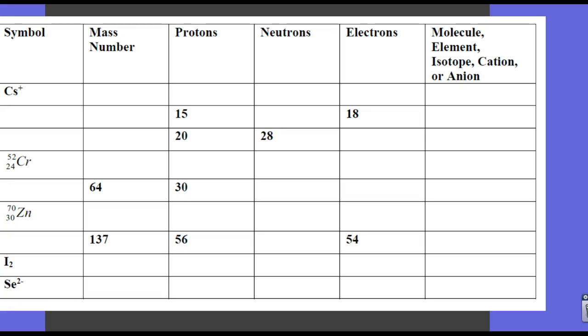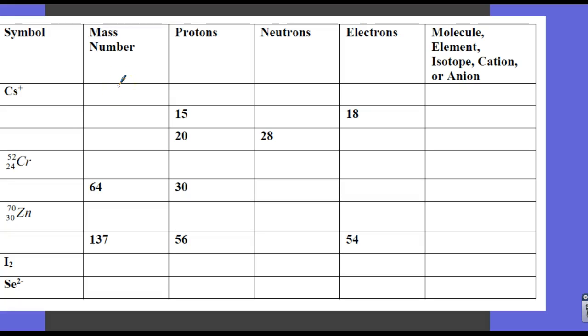So let's fill in this chart, possibly with ions in it. We have a symbol of Cs with a plus. That means it has 1 less electron.